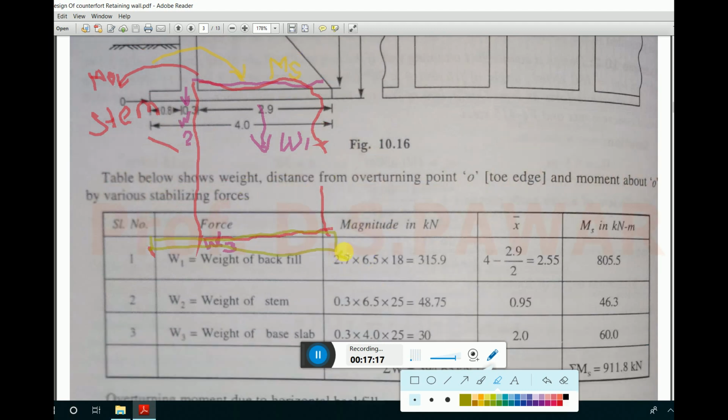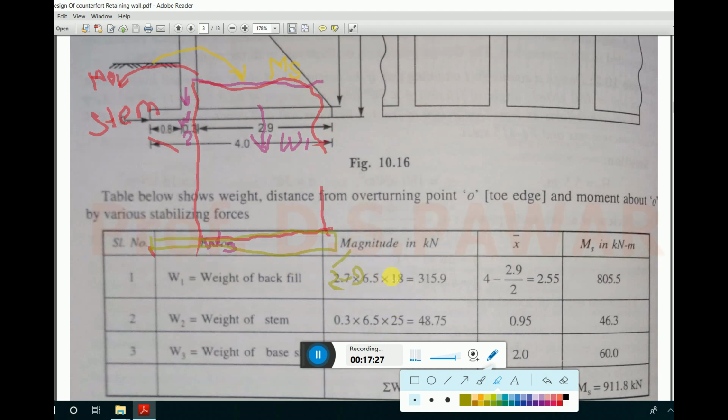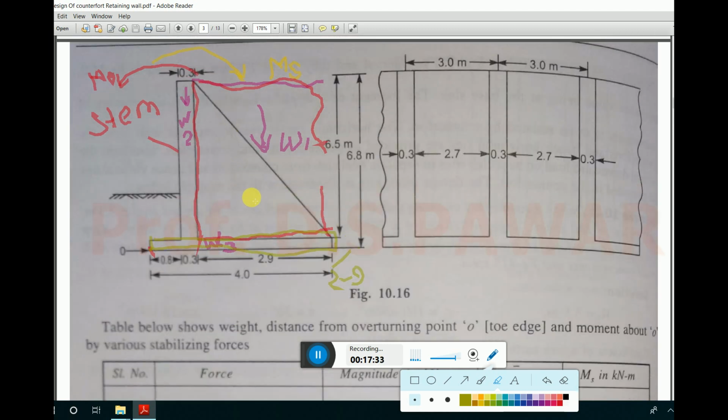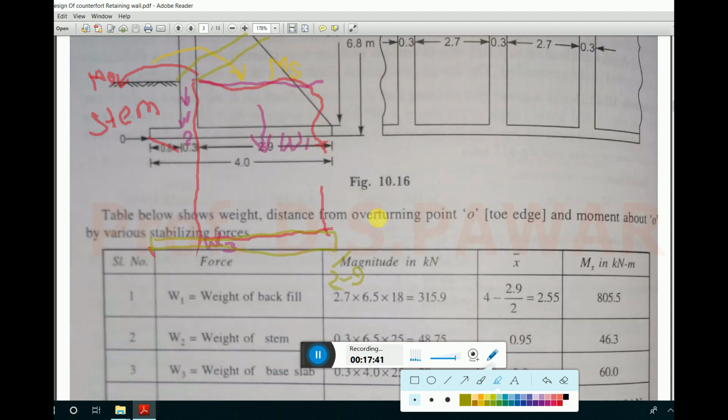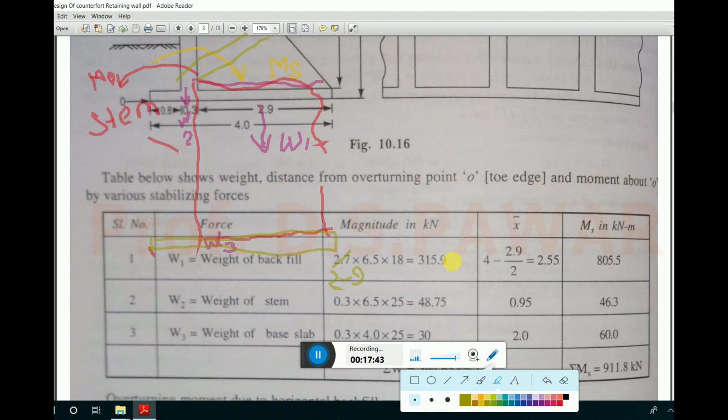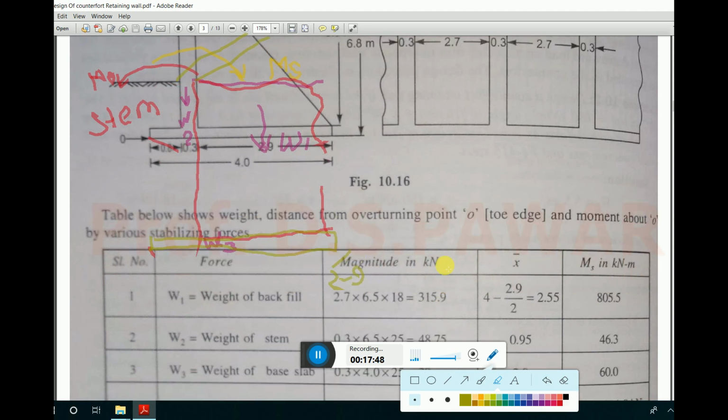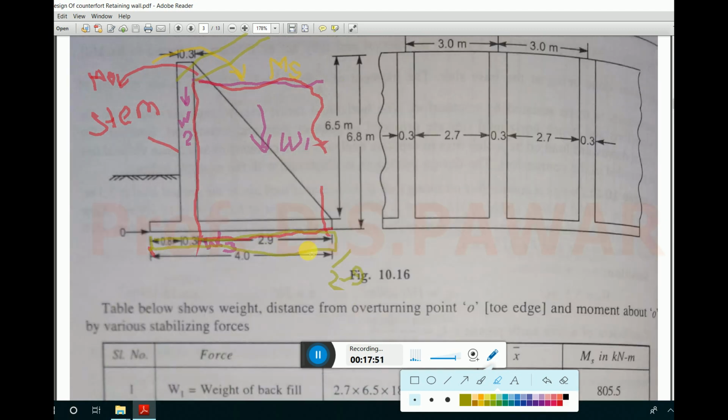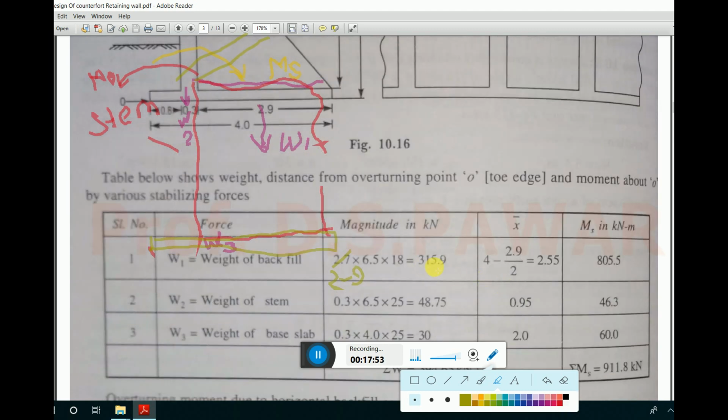Here this value should be 2.9, not 2.7. So 2.9 into 6.5 into the density of soil, 18, and we consider 1 meter width of the retaining wall. Volume into density gives the force. That force value is 315.9, so W1 is 315.9 kN.